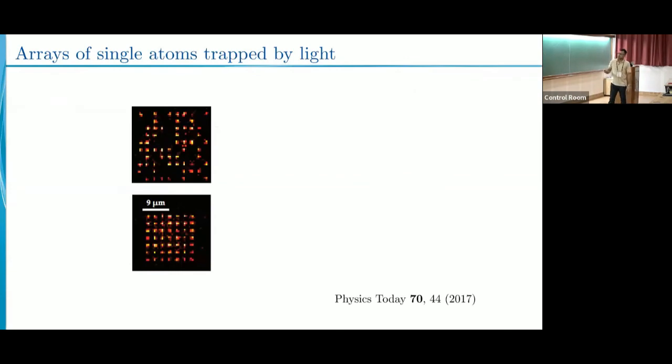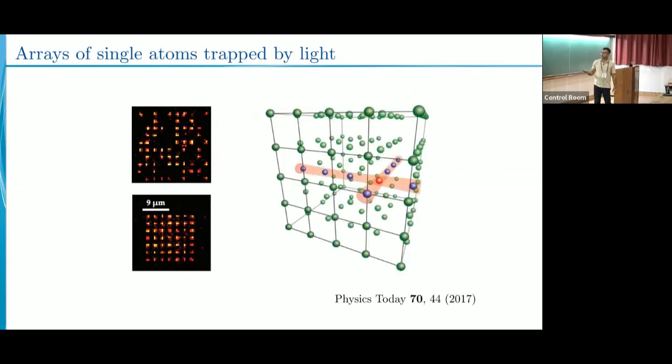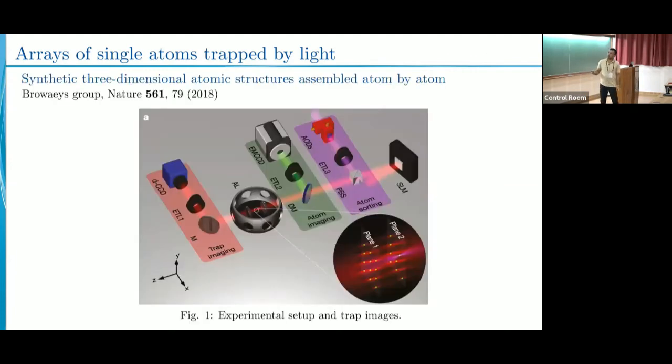I am just showing the results of some other groups, published in Physics Today. They are showing atoms trapped in different ways, even two-dimensional and three-dimensional arrays. This is Browaeys' group.